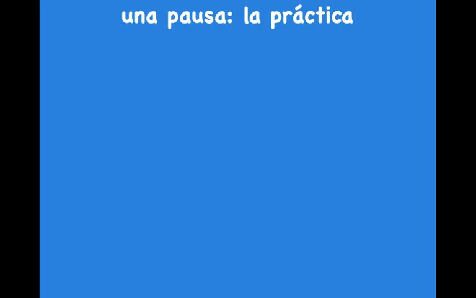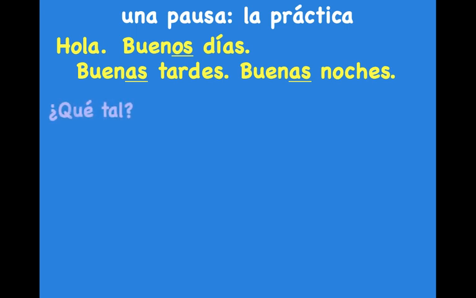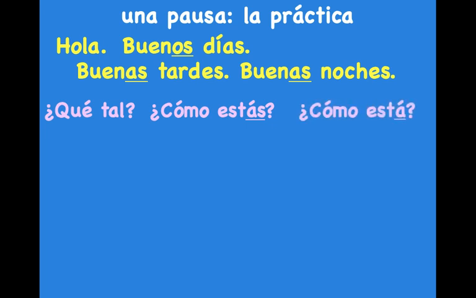Let's put some things together now and see if you can have a little conversation. Ways to say hello. Can you remember them? Hola. Repita. Buenos días. Buenas tardes. Buenas noches. So you see somebody and you greet them. Now we're going to ask them, how are you? Repita, ¿qué tal? ¿Cómo estás? To a friend informally. ¿Cómo está? To someone you need to treat formally.